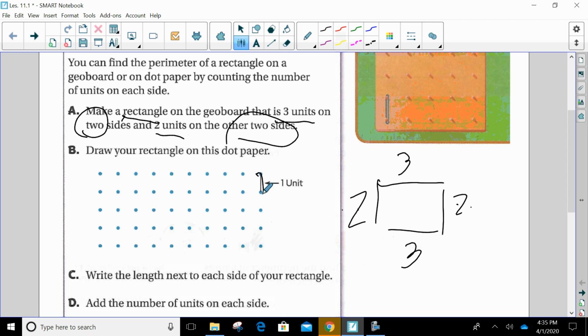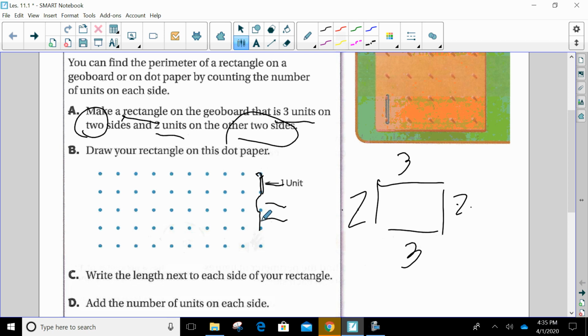Okay, so first, let's do our 3 units on 2 sides. So we're going to do 1, 2, 3. Those are the 3 spaces. 1, 2, 3 spaces. Okay, do you see that? I know it's not straight. I apologize. In Mrs. Key's world, that's straight. Well, and then the opposite side needs to be 3 too, but I'm not exactly sure where to put it.